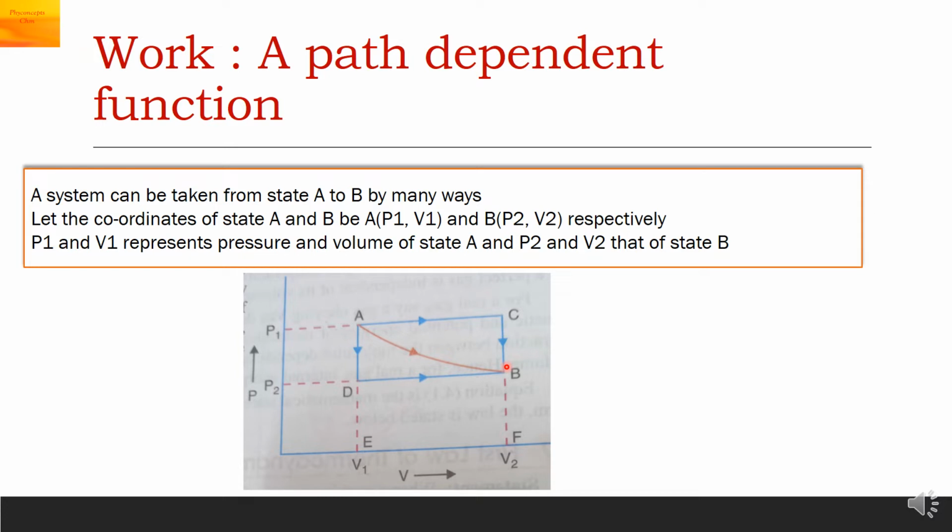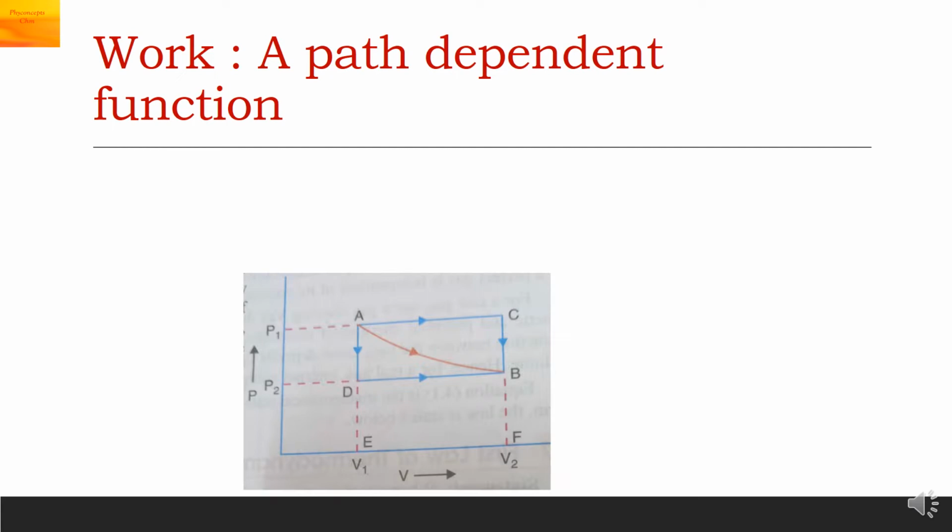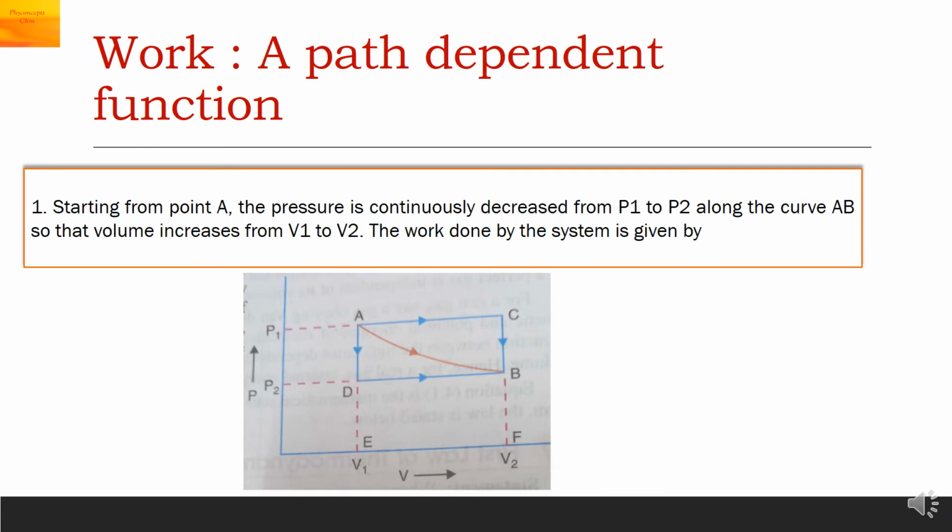You can take the system from state A to state B along this path AB, or along this path ACB, or the third path can be considered as ADB. We will first consider the first path.